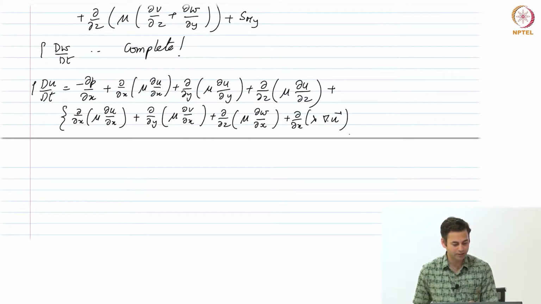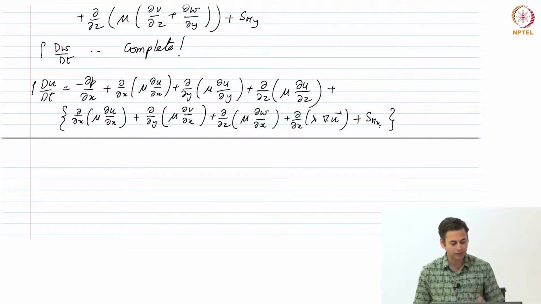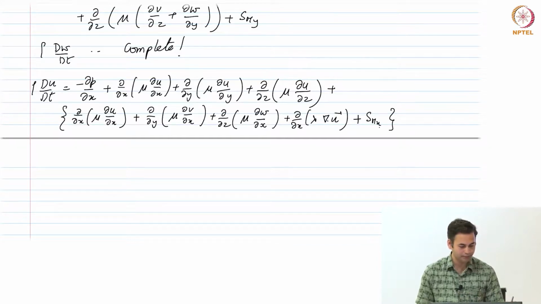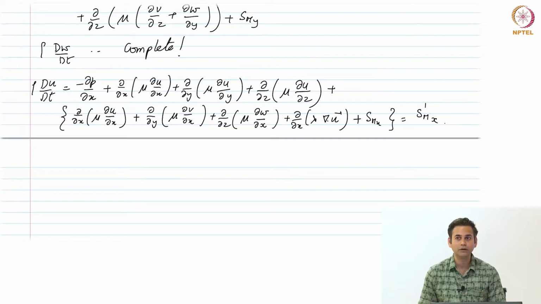Do we have any other terms left out? We have the source term, of course. So that would be plus S_mx. Okay, I have written all of these into curly braces. Is this correct? This is correct. Very good. Now this entire thing in the curly braces, I am going to denote it with a new source term called S'_mx. Now we will see that S'_mx would be equal to S_mx if we have an incompressible fluid. That's what we are going to look at.